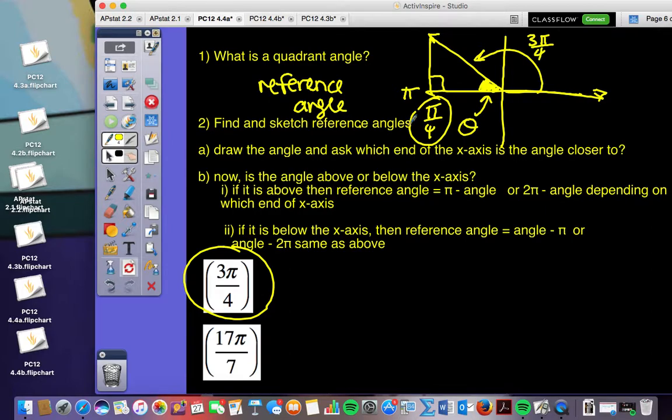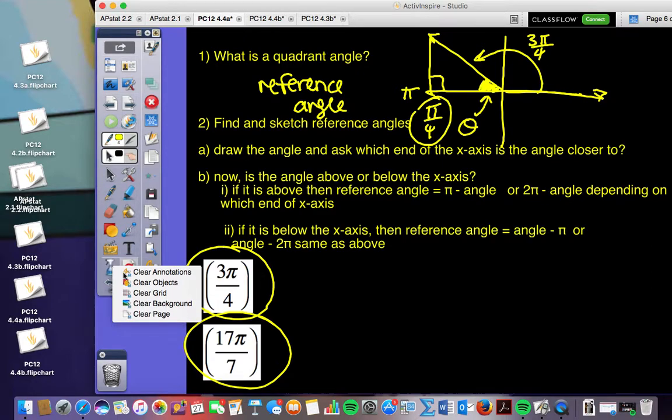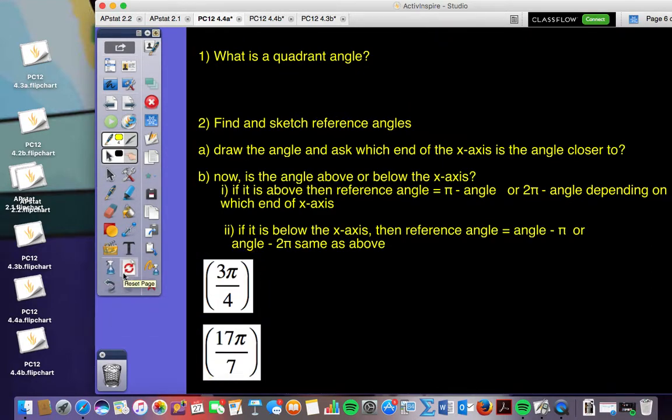All right, do this one. Let's look at the second one. 17 pi over 7. Someone help me out. What would we do there? Subtract 2 pi. Why do we do that? To find it on the unit circle. Good, because we've got to find it either on the unit circle or between 0 and 2 pi, right? So we'll take 17 pi over 7, subtract 2 pi.